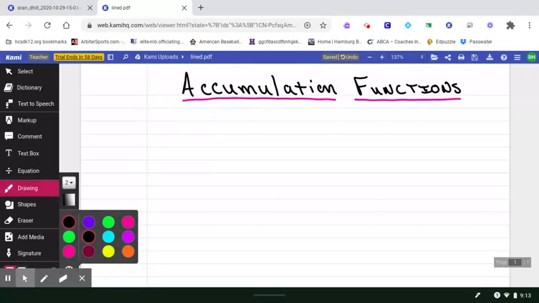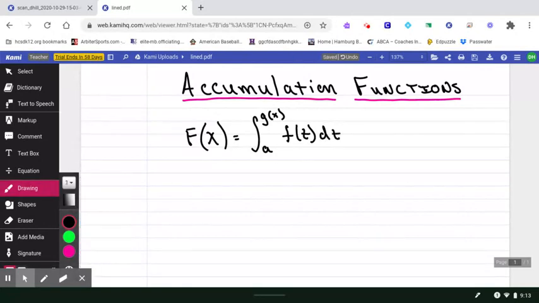But quite frankly, an accumulation function is any function defined as an integral. Okay, so we could say that capital F of x is an accumulation function if it's defined as such: the integral from a to, we'll say, g of x of f of t dt. So a couple of characteristics here make this an accumulation function. Number one, your lower bound is going to be a constant. Okay, it doesn't have to be zero. A lot of times it will be zero, but it just needs to be some kind of constant. It could be a 1, could be a -2, anything like that.